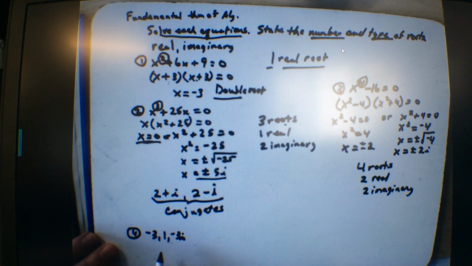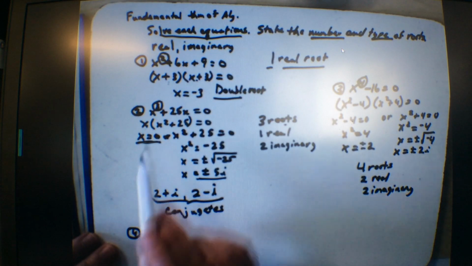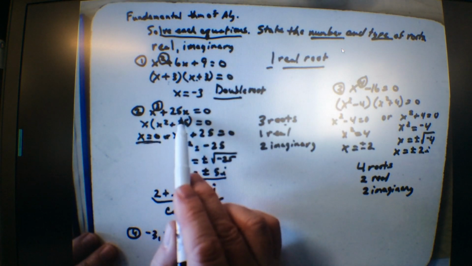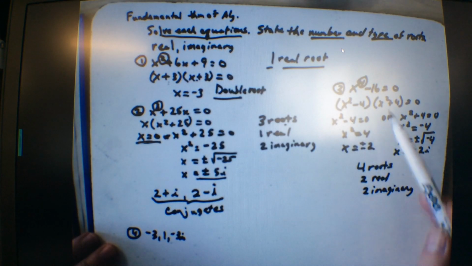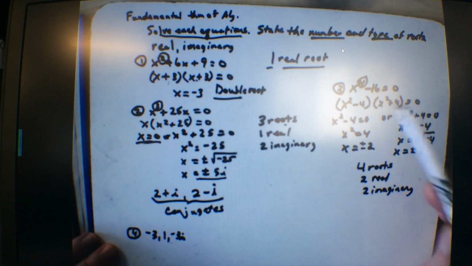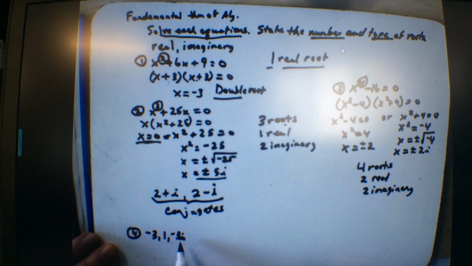I want you to write a polynomial with the least degree with integral coefficients. That means coefficients that are integers that have these given roots. So it has -3, 1, -3i. In other words, if I gave you this, this, and this, could you find this? If I gave you these 2 roots, and these 2 roots, could you find that? All right? I'm giving you these 3 roots.